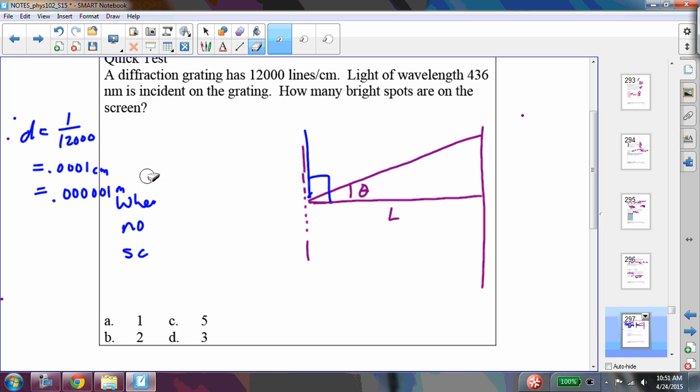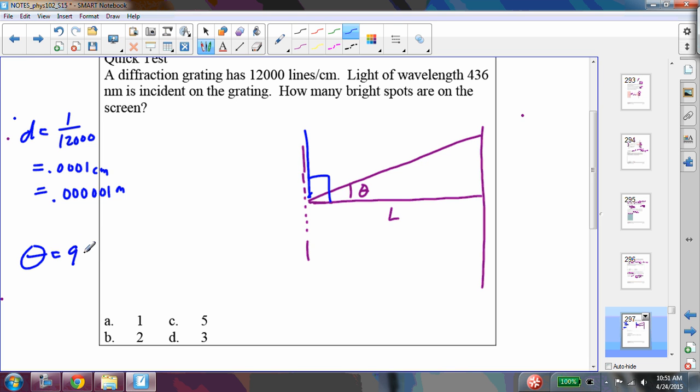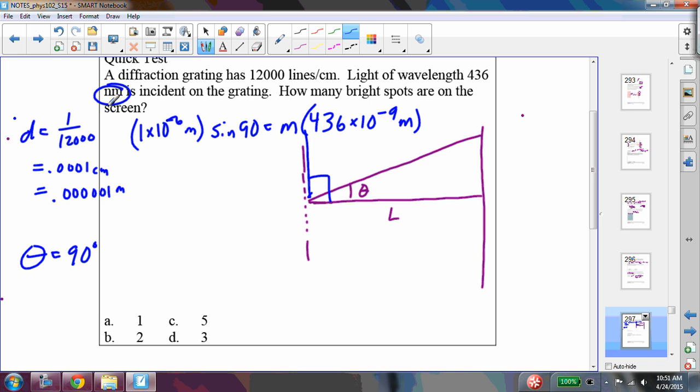I want to know what is m. d sine theta equals m lambda. Further, I know that theta for my maximum orders is going to be 90 degrees. So I'm going to have 1 times 10 to the minus 6 meters. That's d. Sine of 90 equals m times lambda, 436 nanometers, 436 times 10 to the minus 9. That's in meters. Make sure that you know your exponents. Centimeters, millimeters, nanometers are the big ones. Centimeters is 10 to the minus 2, millimeters 10 to the minus 3, and nanometers 10 to the minus 9.